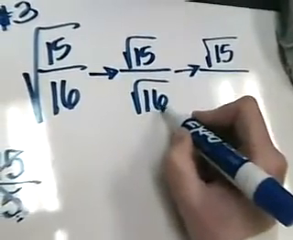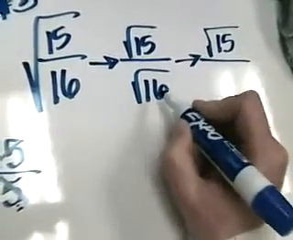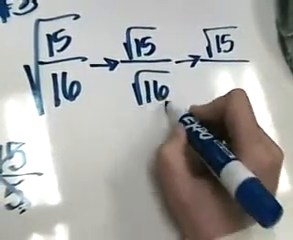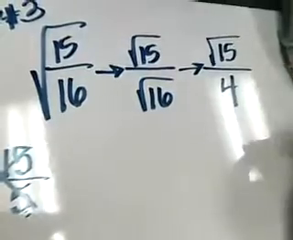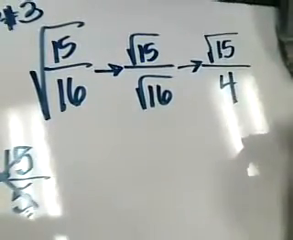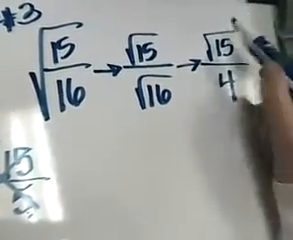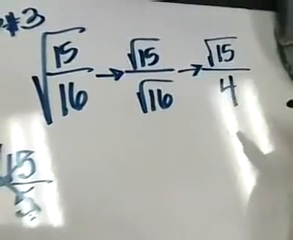Then take a look at the bottom. What do you know about 16? 16 is a perfect square, so we should know the square root of 16. The square root of 16 is a positive 4. There's my final answer. We simplified the top, we simplified the bottom.